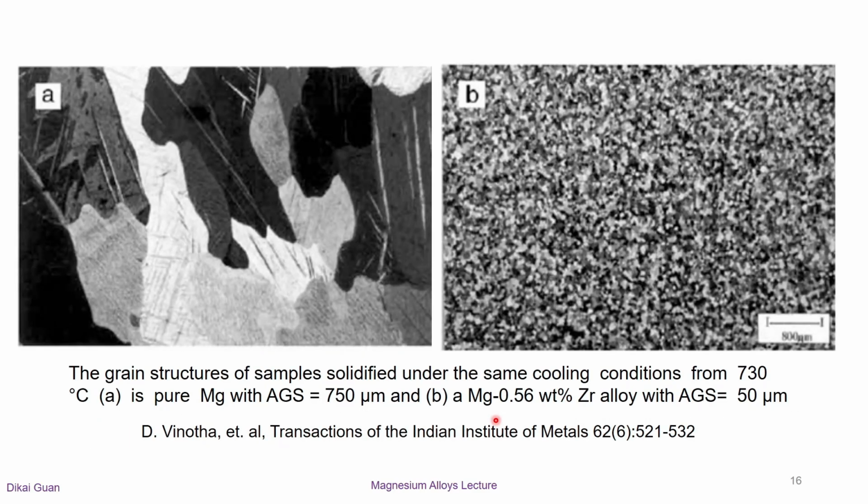Let's see a grain refinement example. The left image is pure magnesium, and its average grain size was 750 microns. Under the same cooling conditions, after adding only 0.56 weight% zirconium, we can see the average grain size in the right image was substantially decreased to 50 microns.